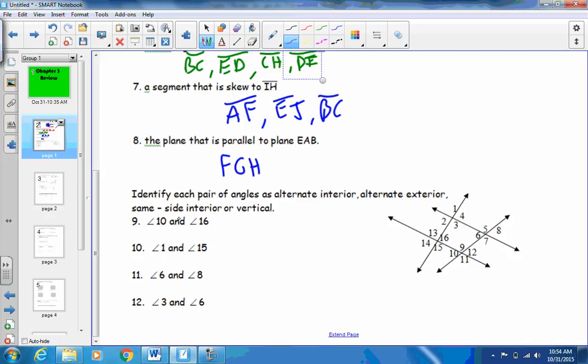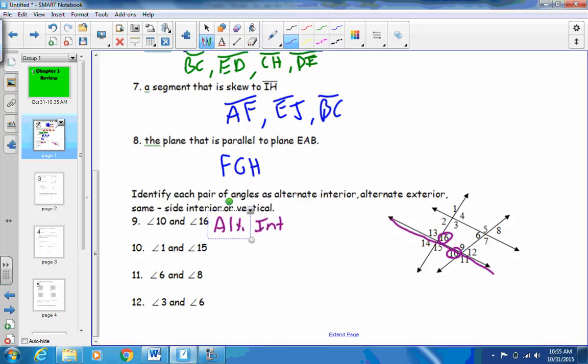Number 9 says angle 10 and angle 16. So if we're dealing with angle 16 and angle 10, those are on opposite sides of the transversal, if this is our transversal. They're on the interior of those two lines, so those would be alternate interior angles.